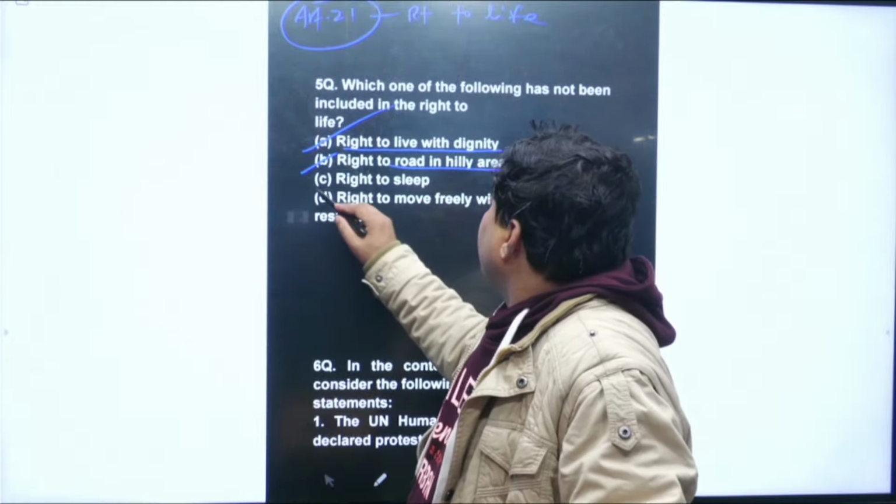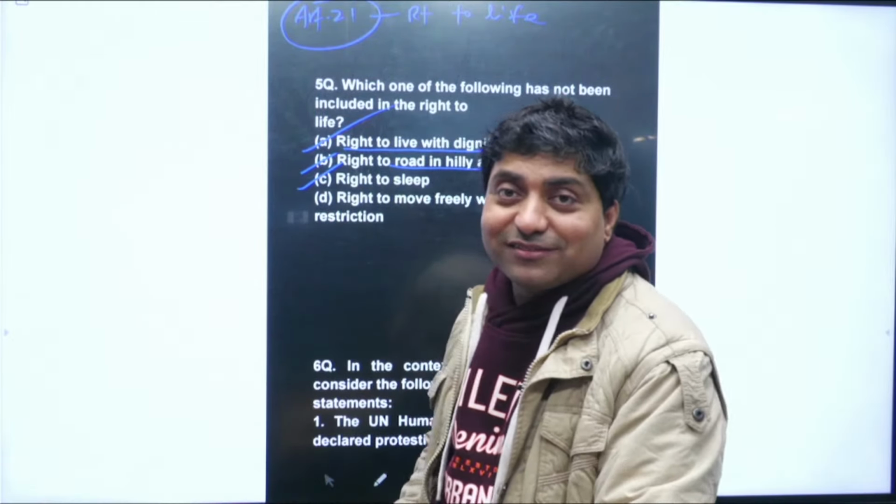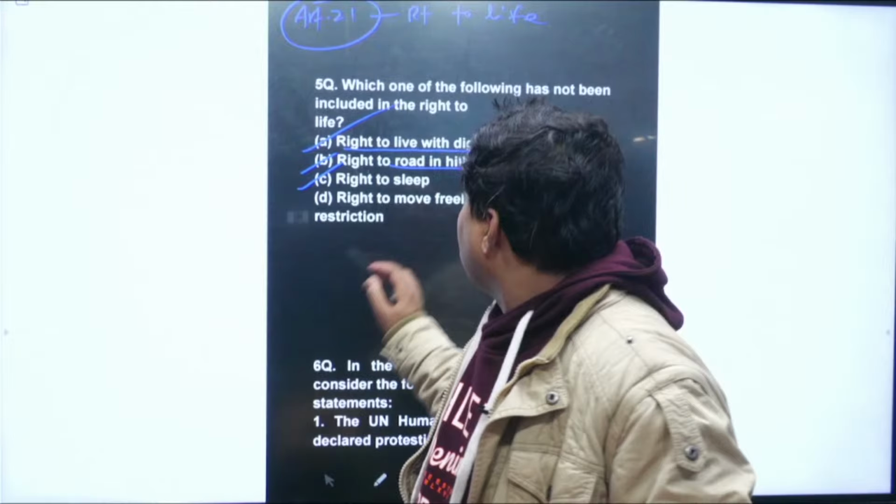Now, right to sleep, what do you think? If someone has no right to sleep, can he or she enjoy the right to life? No. So right to life is an essential part, and right to sleep is also part.